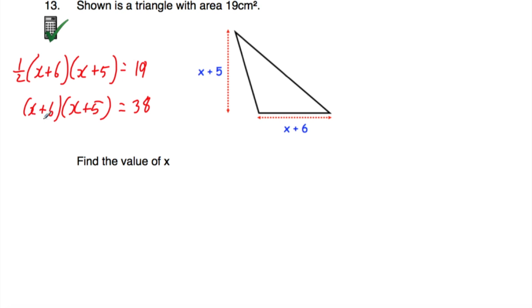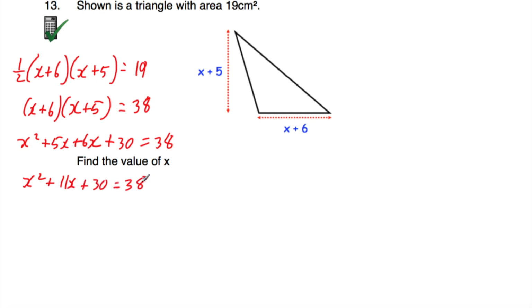Now if we expand our brackets on the left hand side, we get x times x, which is x squared, x times 5, which is 5x, and 6 times x, which is 6x. So that'll be 5x plus 6x. And then we've got 6 times 5, which is plus 30. And then on the right hand side, we've got that's equal to 38. Now let's simplify this. So we'll have x squared plus 11x plus 30 is equal to 38.